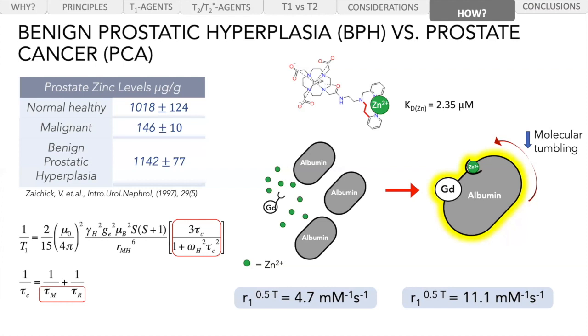So now this switch changes from a low relaxivity probe, which when it's not bound has a 4.7 relaxivity at 0.5 Tesla. And when it forms this large macromolecule binding to zinc, it increases almost threefold. So now we have an agent that, much like the other iron agent, in the presence of its target, the marker of interest, actually changes relaxivity, so it forms like a switch.